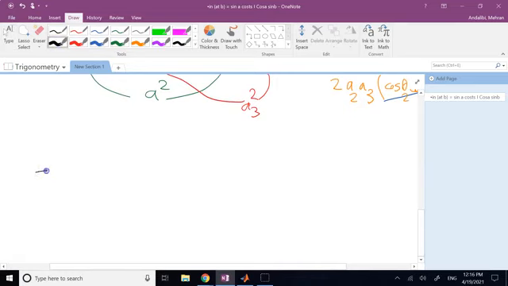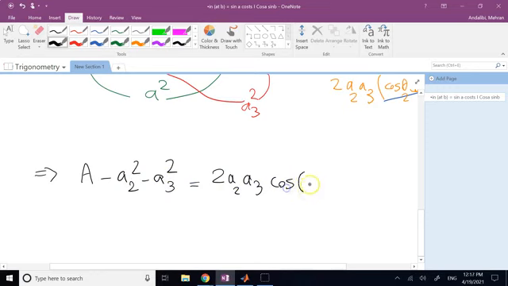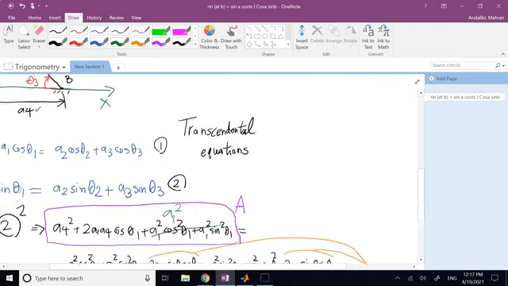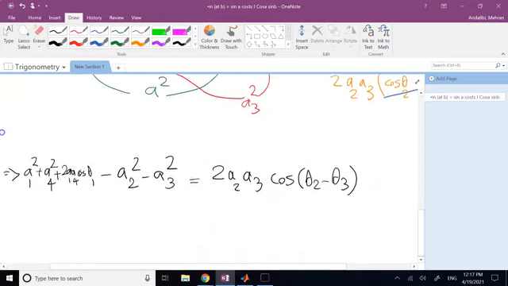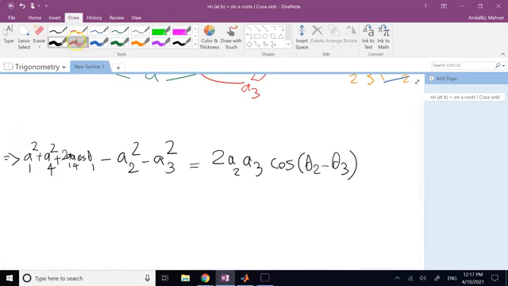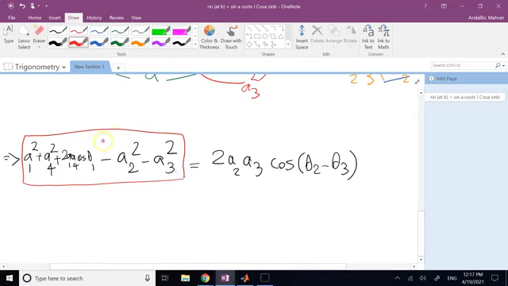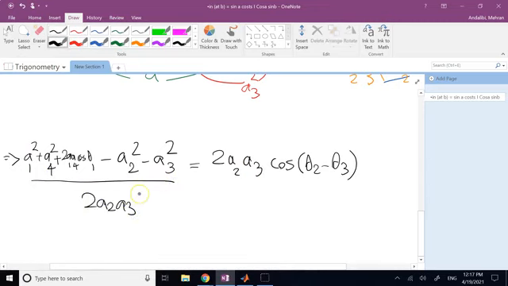So, let me write it down for you. The result is going to be A minus a2 squared minus a3 squared is equal to 2a2 a3 cosine of the subtraction. And if you want, I can put A here for you. A was a1 squared plus a4 squared, and then plus 2a1 a4 cosine of theta 1, correct? If I'm not mistaken. Right. And again, now this whole thing is a constant. If you want, I can call this one A or this one B. It doesn't matter. Or when I divide it by 2a2 a3, I can call it B. So if you want, I can now divide both sides by 2a2 a3 and get rid of this term.